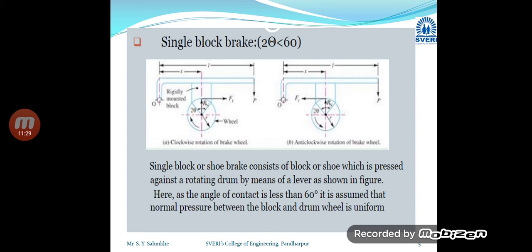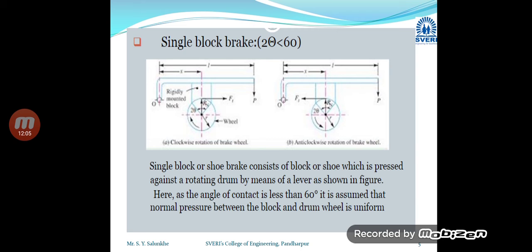So first of all we'll see the single block brake. In the case of the single block brake, the theta which we are considering is the angle of wrap. We divide that angle from the center line, or the vertex line, of the drum. One side is considered as theta, the second side is also considered as theta, so that angle becomes 2 theta. You can clearly see in the diagram how that theta is measured.